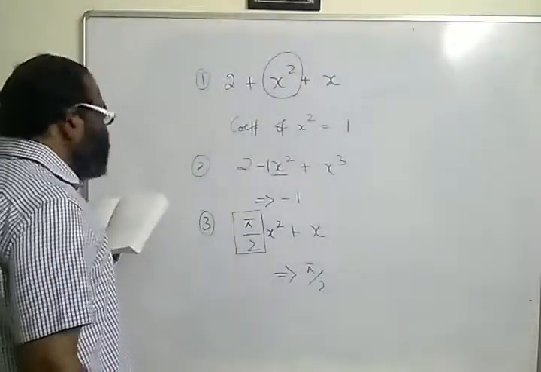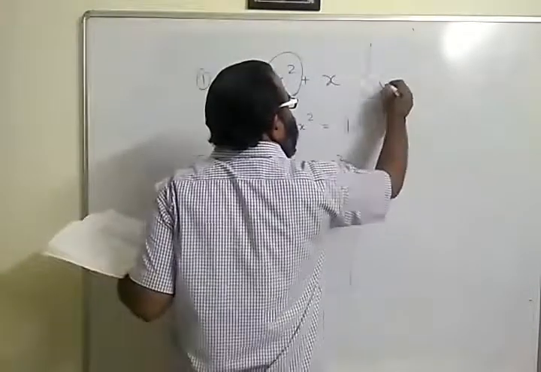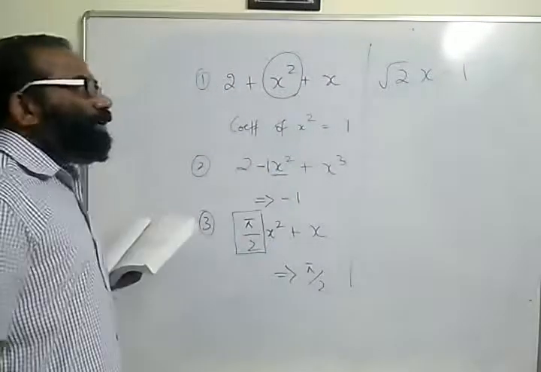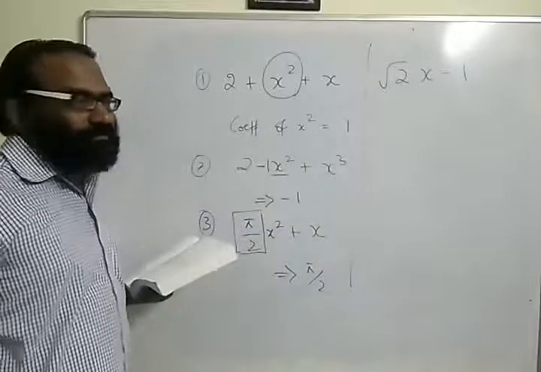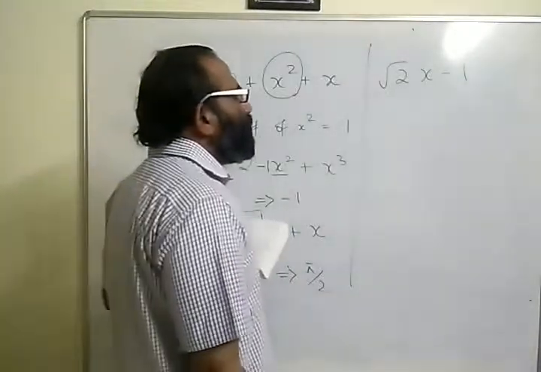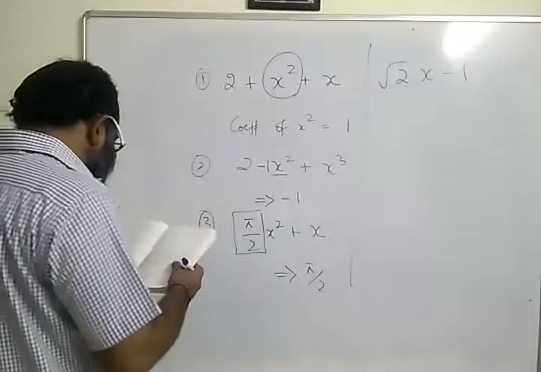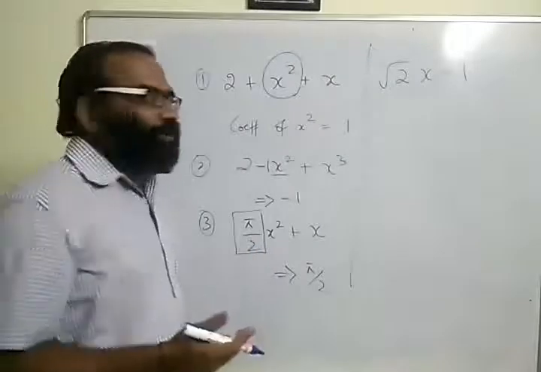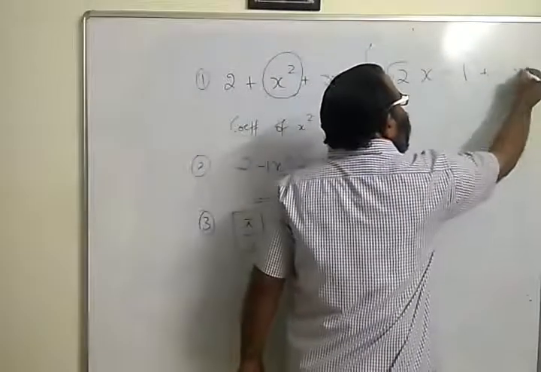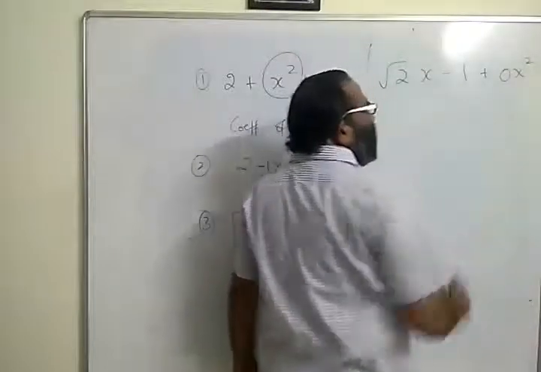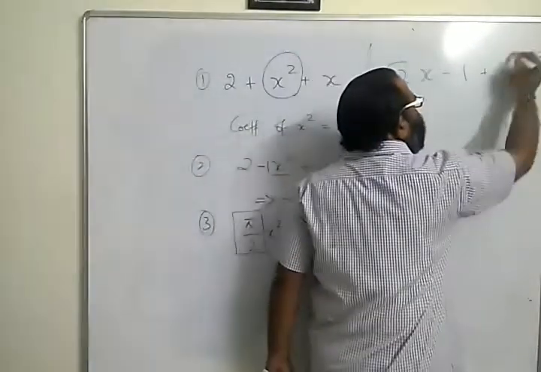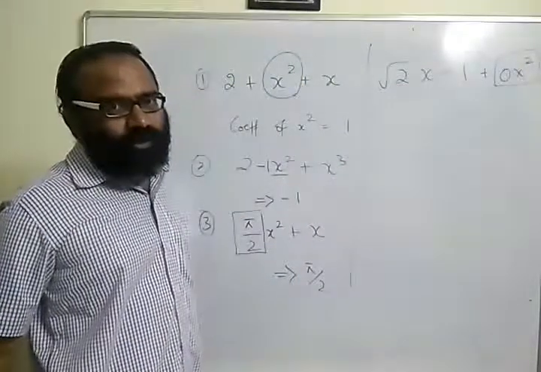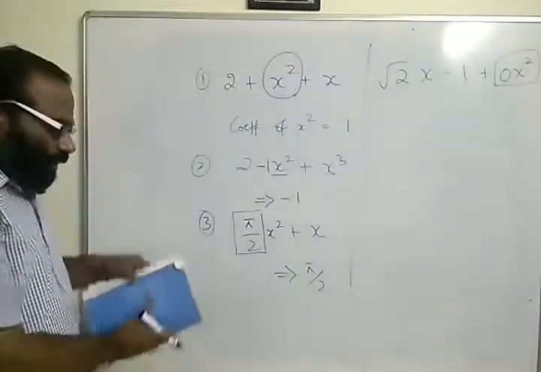The next question. Root 2x minus 1. In this, is there an x squared term? No. So we can't say anything about this. There is absolutely no x squared term. So if there were an x squared term with coefficient 0, it would disappear. So the answer for that would be 0. The coefficient of x squared would be 0 in this particular question.